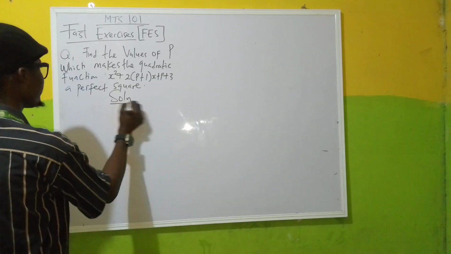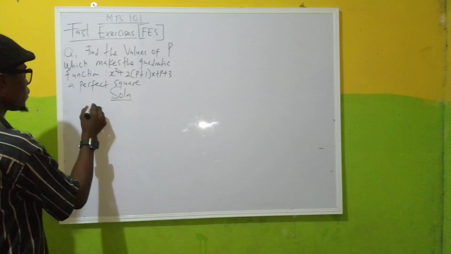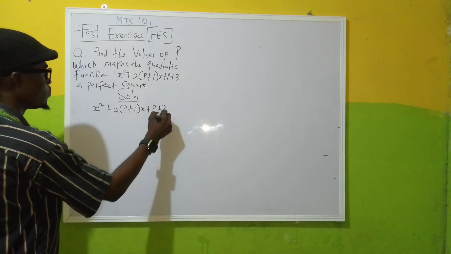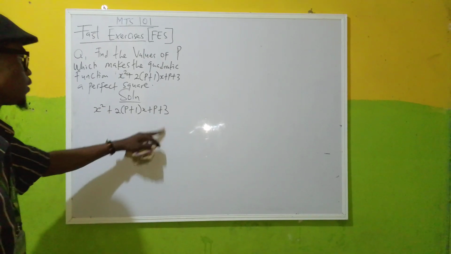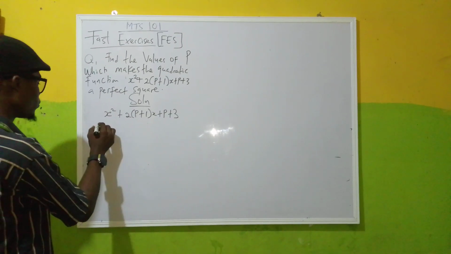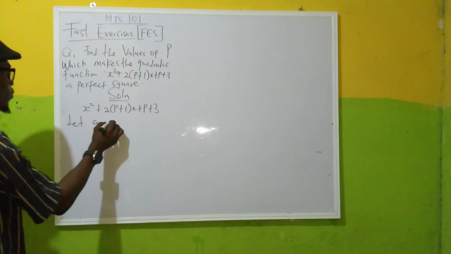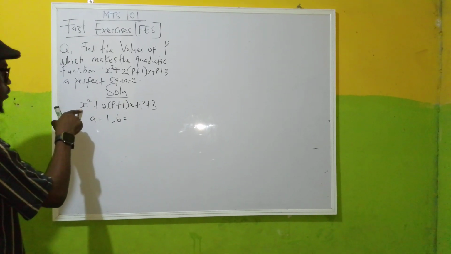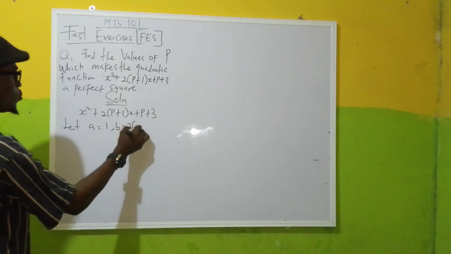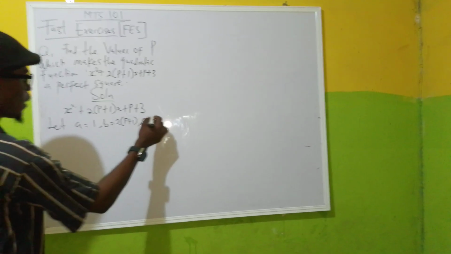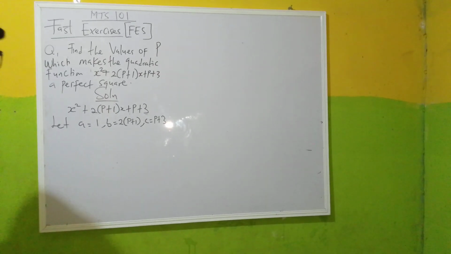Solution. So we are having this x squared plus 2(p plus 1)x plus p plus 3. So this is the function we are having, a quadratic function. Are you with me? Alright. So let a equal 1, the coefficient of x squared here, which is 1. Let b equal the coefficient of x here, which is 2(p plus 1). And let c equal the constant term here. Is that clear? So c equals p plus 3. Are we together?